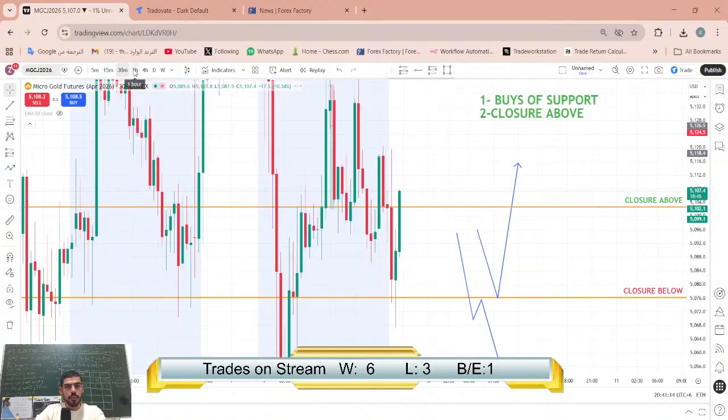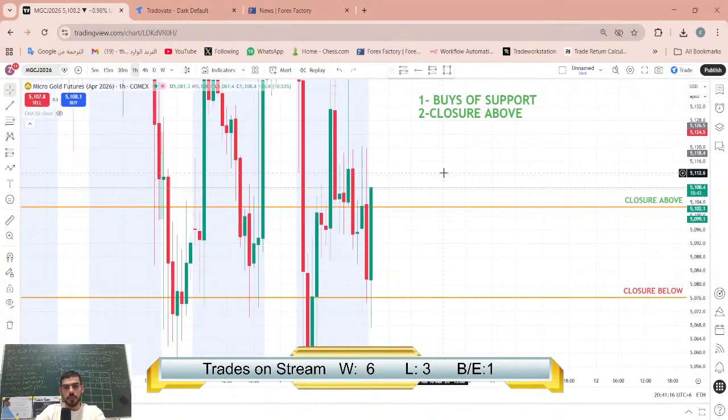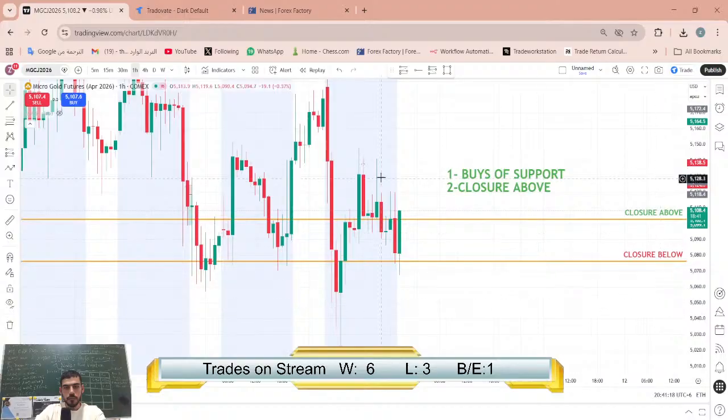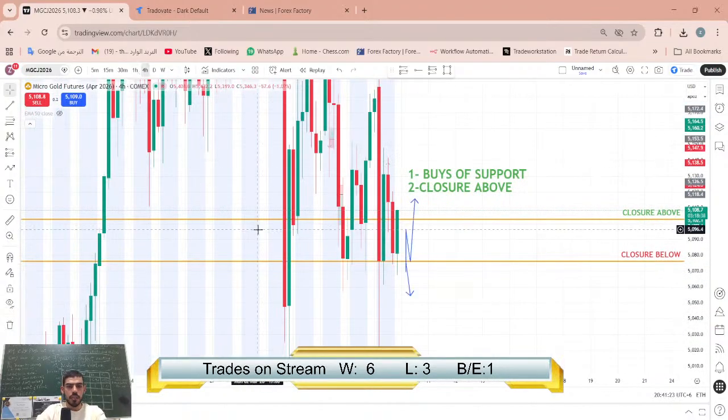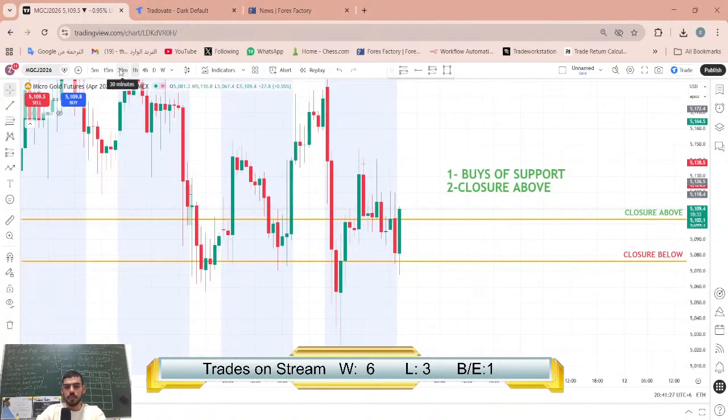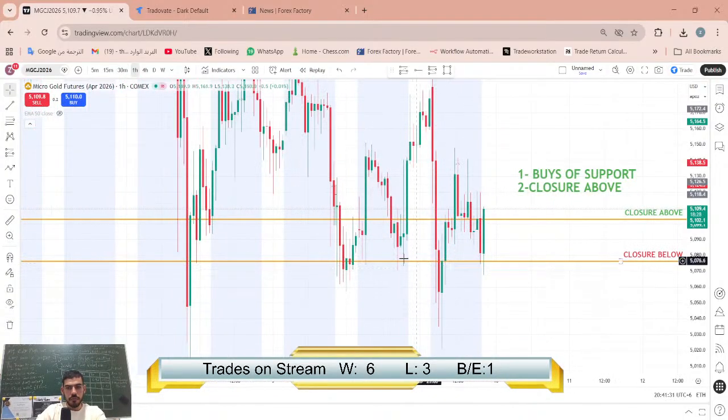I think it will keep bumping up and we can anticipate buys maybe on the next 15 closure, which will be in about 4 minutes. 4 minutes is the next 15 closure.